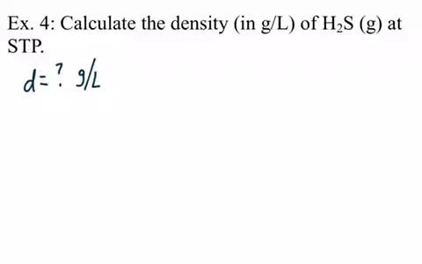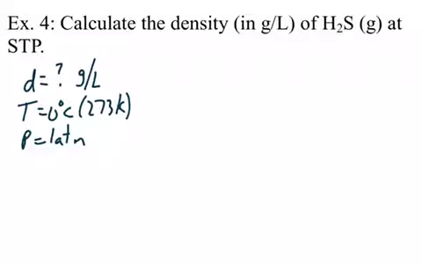Now, notice they say that this is at STP. Here is the importance of memorizing those numbers. At STP, the temperature is 0 Celsius, which we don't really care about Celsius. It's 273 Kelvin. That's the one we need to use. The pressure is 1 atm. These are the two conditions at STP. And they mention H2S as the substance that we're looking for. And I'm going to tell you why that's important.